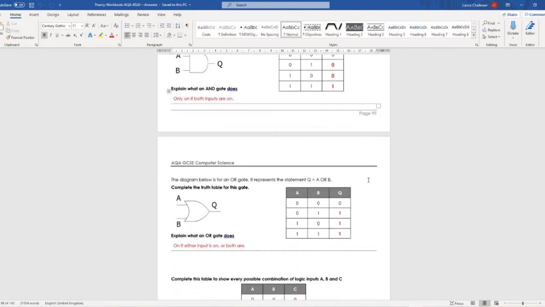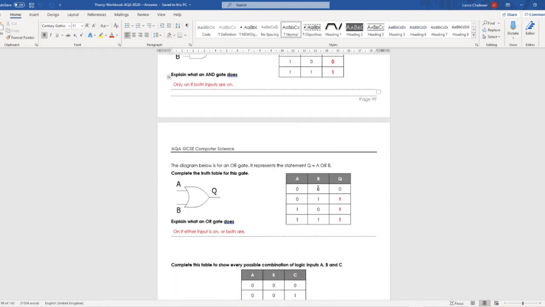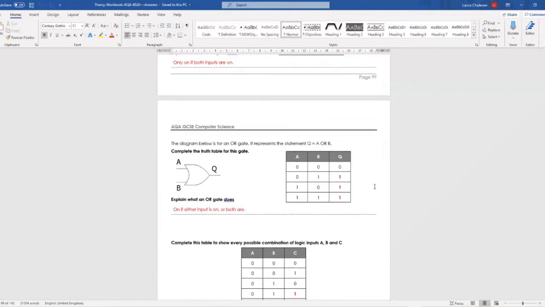Now for an OR gate, it's the opposite. Only if both inputs are 0 is the output 0. So if either A or B are 1, then the output is 1.